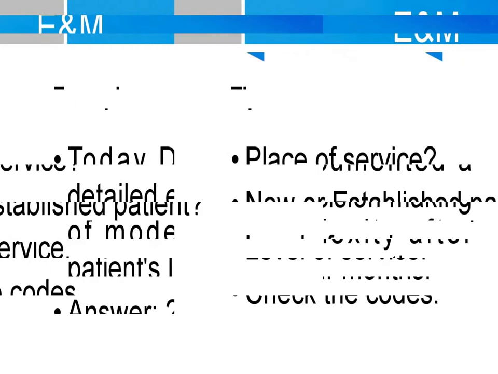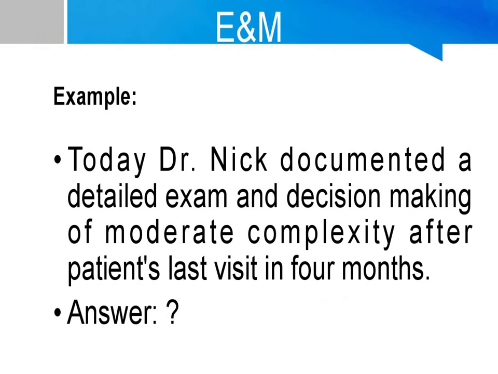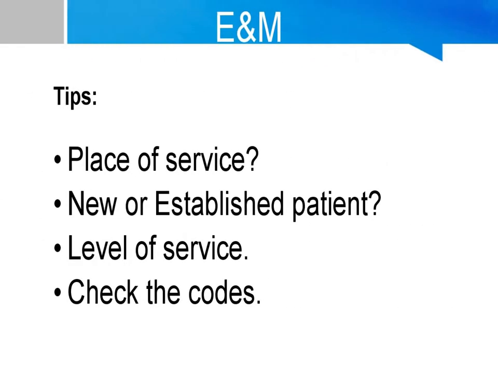So first of all, place of service. Patient's last visit was 4 months ago. Okay, so here you can understand that the patient visited Dr. Nick 4 months back. So the patient is an established patient. And second thing is, anywhere it has not been mentioned that the patient is admitted, so it is not hospital, it is not inpatient, it is outpatient. Okay, so it would be considered as office. So the first 2 points are place of service. Place of service is outpatient, office.